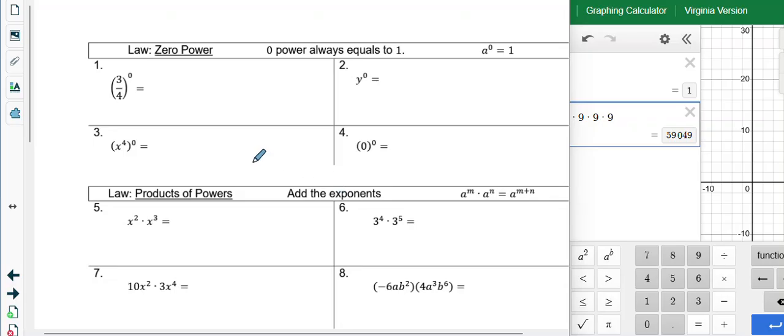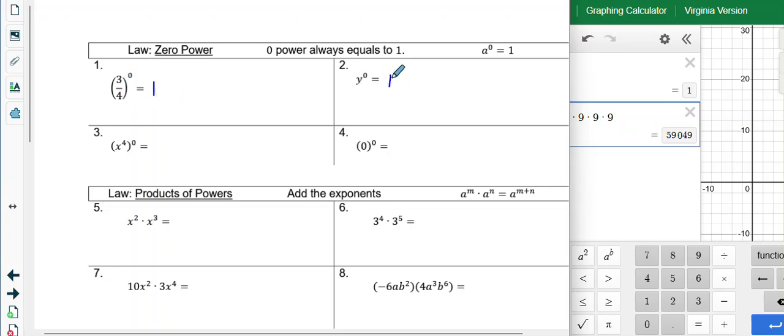All right, let's go ahead and practice some of the rules. So the first one is pretty easy. Remember that anything raised to the 0th power is equal to 1. So 3 over 4 to the 0th power is equal to 1. I can explain this a little bit more. This is basically 3 to the 0th power, which is 1, divided by 4 to the 0th power, which is also 1. 1 divided by 1 is 1.